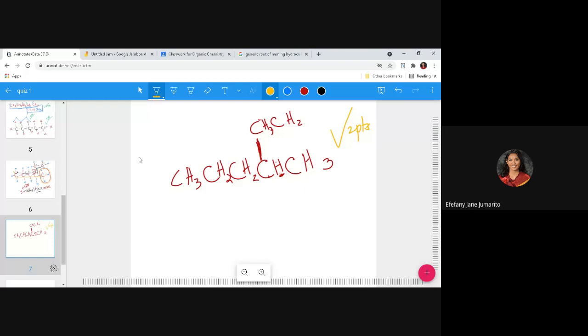Okay, now we will have the line structure. For the line structure, again, remember that the point is your carbon. So we have 1 carbon, 2, 3, 4, 5. Now it says in carbon 4, we have 2 carbons attached. So we will have 1, and then we will have this one. So this is our line structure.